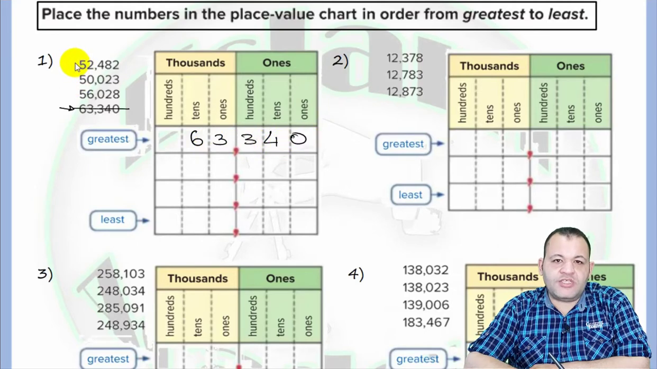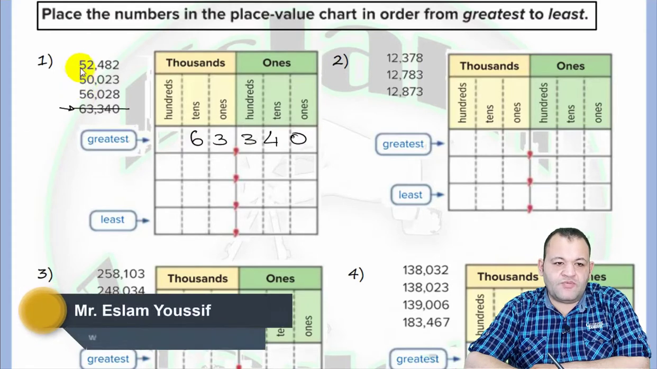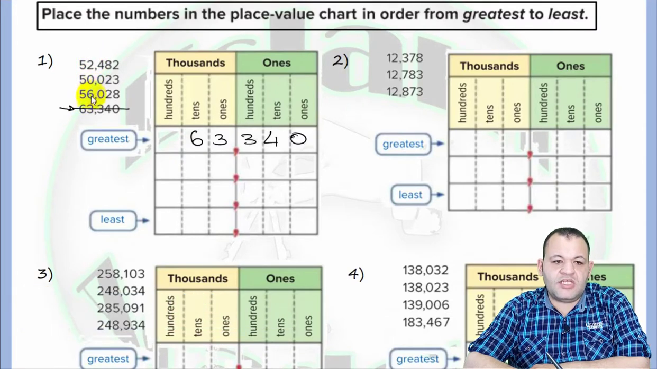After that, we need to arrange the other three numbers. We look to the left and find that we have three equal digits: 5, 5, and 5. So after that, we look at the digit in the thousands place. The greatest digit in the thousands place is 6. So the next number would be 56,028. That's the second one.